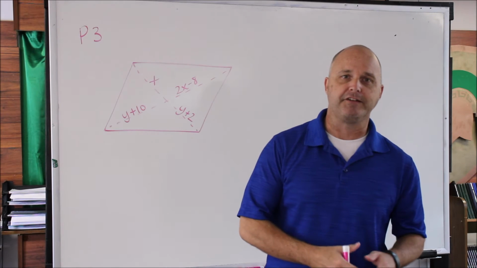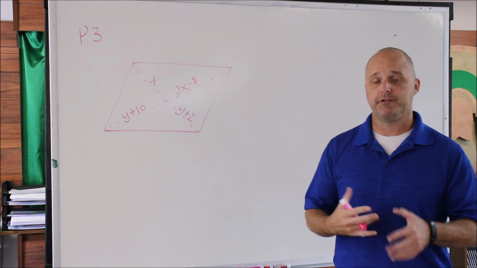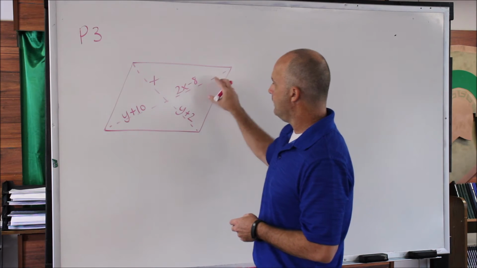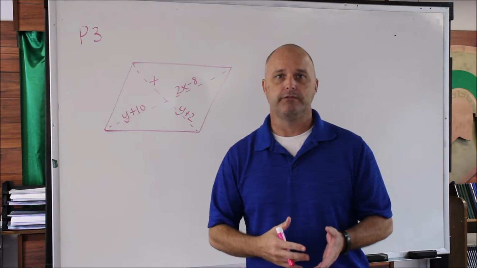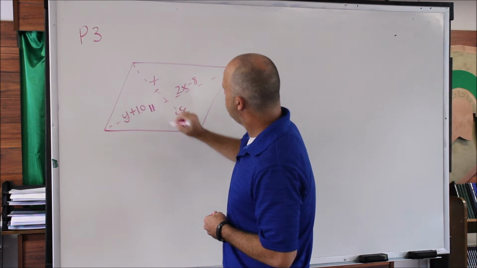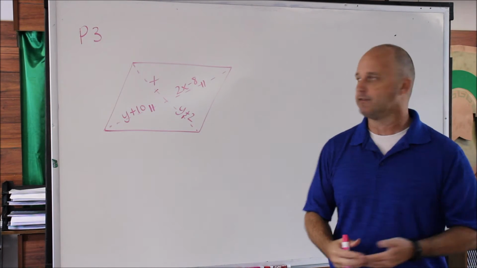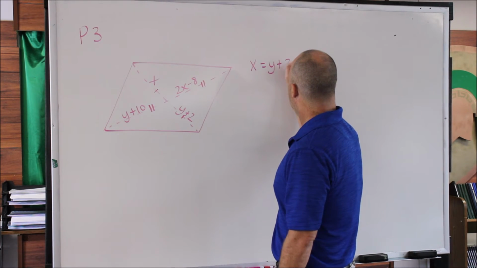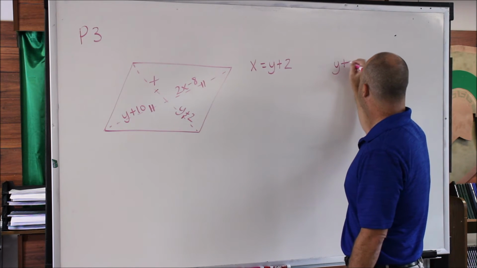In problem number 3, we're being asked to find the values of x and y. So we've got to go back to our properties of parallelograms to determine how we're going to solve this problem. Here we're given the diagonals of the parallelogram. And what we know is that the diagonals of the parallelogram bisect each other. So we know that this is congruent to this, and this is congruent to this. So what that's going to do is allow us to write a set of equations. We're going to have x equals y plus 2, and we're also going to have y plus 10 equals 2x minus 8.